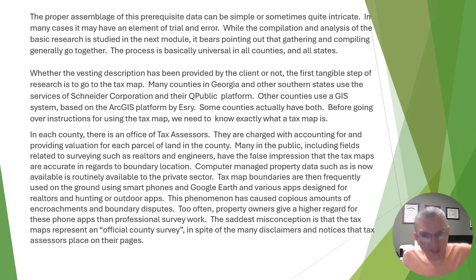And this phenomenon causes copious amounts of encroachments, boundary disputes, sales disputes, misunderstandings, and dissatisfaction with surveyors. And part of the saddest misconception of this is that sometimes people think that since it's done by the county, for the taxpayers, and housed on a government website, that it is the official county survey. I've heard that term used by clients many times. And it bears pointing out that before you can get to that data, you have to click through disclaimers and notices that say this is not accurate, this is not legal, use this at your own risk, and yet, of course, people don't pay attention to that.